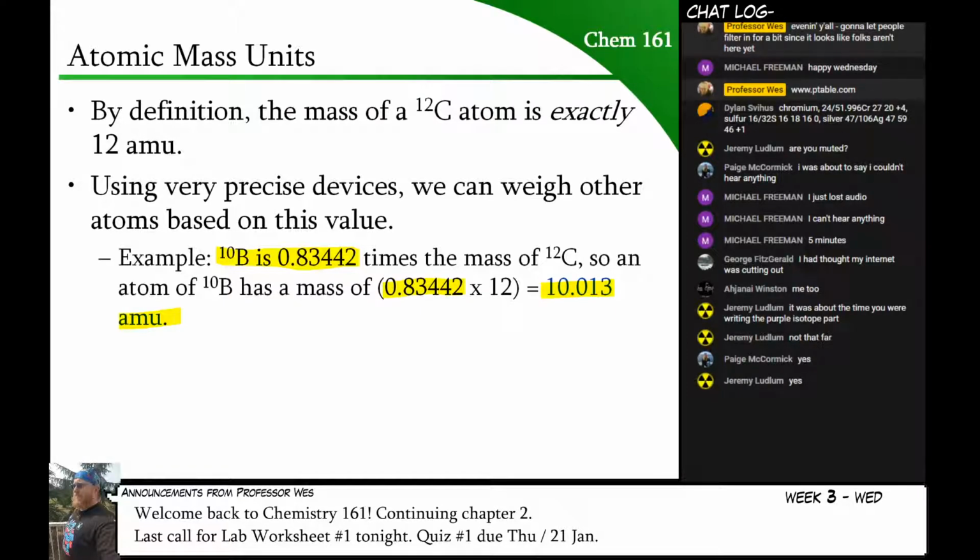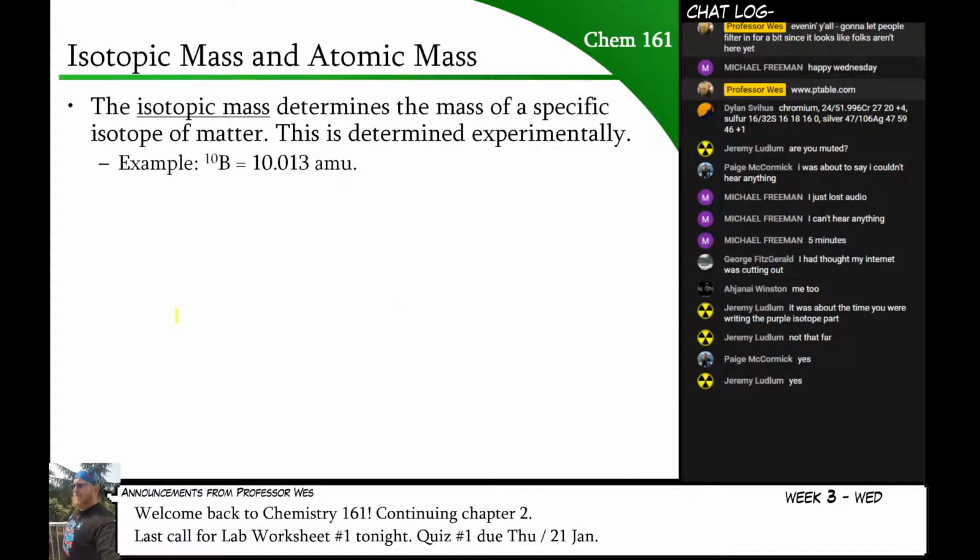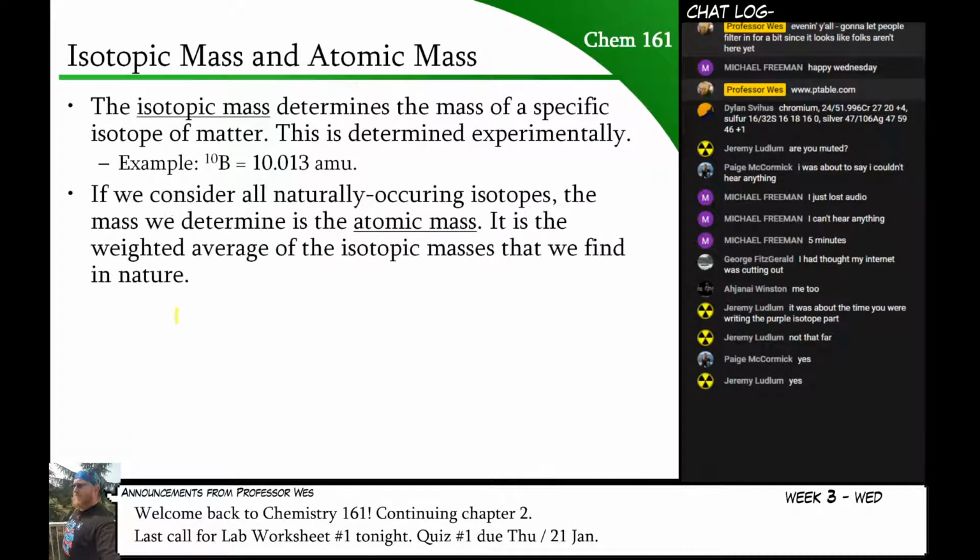And from that we can calculate the isotopic mass of any isotope we want. And from that we can determine the atomic mass, which is the number that we write on the periodic table. So there are these two things here. Isotopic mass is for a specific isotope. Averaging all of the isotopes together gets you the atomic mass.